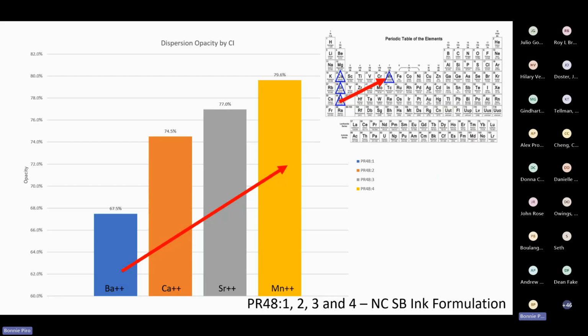Opacity, similar to what we saw with the coatings area, we're seeing the same type of trend, and it matches up nicely with the periodic table trend as well. So opacity, depending on the type of ink that you're using, as well as the final application area, might be an important tool for you. You may want a more opaque or a less opaque type of formulation. So these four chemistries provide you with options for opacity.